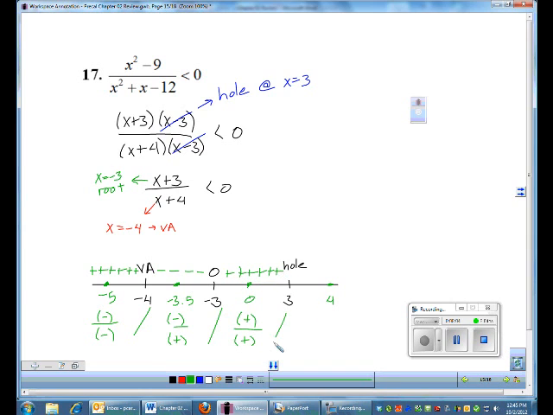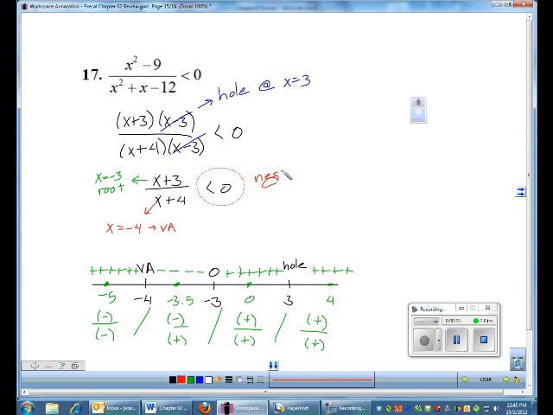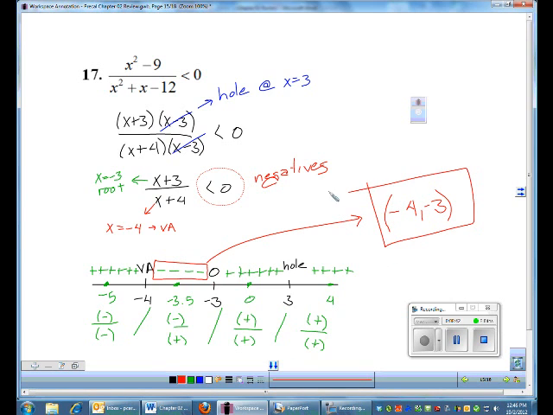If I plug in 4, 4 plus 3 is positive. And 4 plus 4 is also positive. So that is a positive. And then I look at my inequality, and we have to decide what kind of answers I'm looking for. Things that are less than 0, not including 0, I need negative numbers. So my negative numbers are right here. I'm not going to include any zeros. And that interval is everything between negative 4 and negative 3. So negative 4, negative 3, not including. And that would be your answer. Pretty good? Moving on.